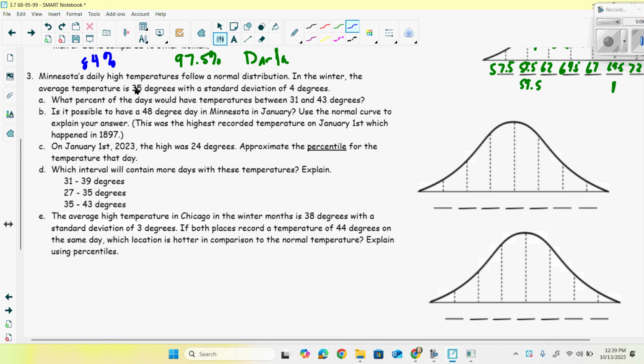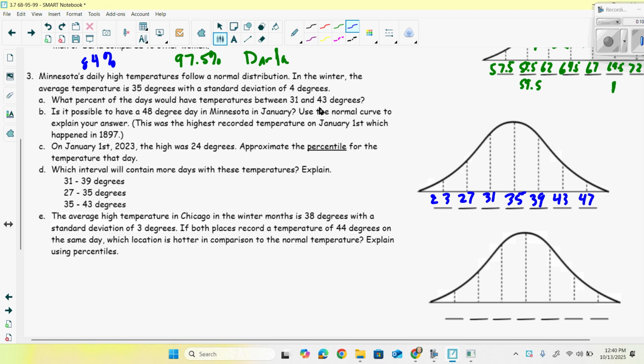Moving on to this question 3 then. Minnesota's daily high temperatures follow a normal distribution in the winter. Average temp is 35, and a 4-degree standard deviation. So if I go 1 above, it's going to add. If I keep adding, I get these values. If I subtract, I go down to 31, then 27, and then 23.